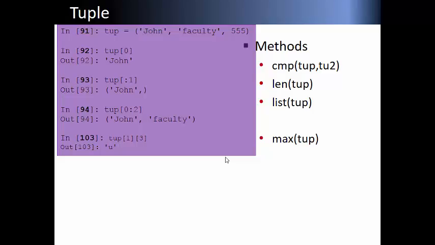Tuple. As I said, the tuple is a kind of a list, but for objects. So not necessarily the same type, but constituting all of the elements in that tuple, an object can be identified. And basically, that is a tuple. So in this example, we say tuple: John, faculty, 555.